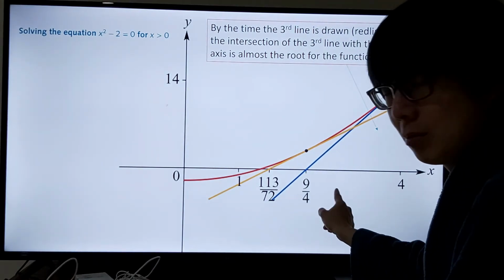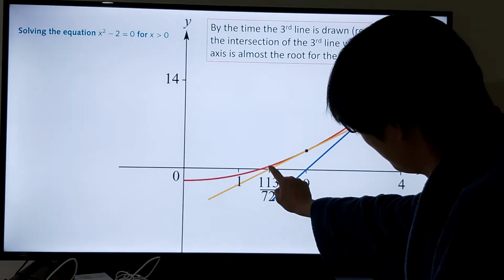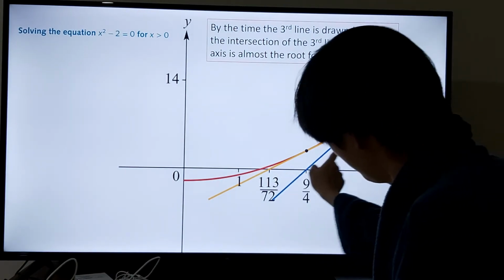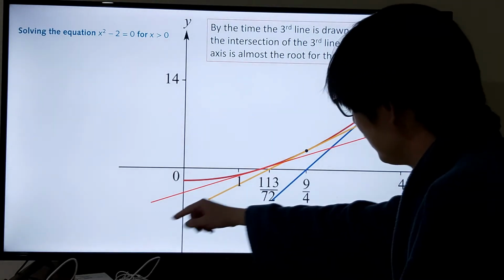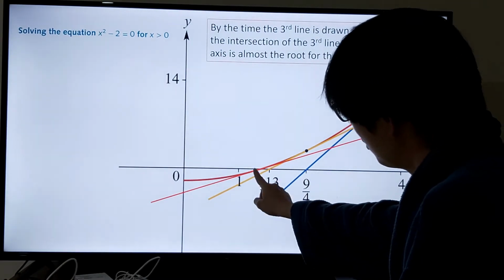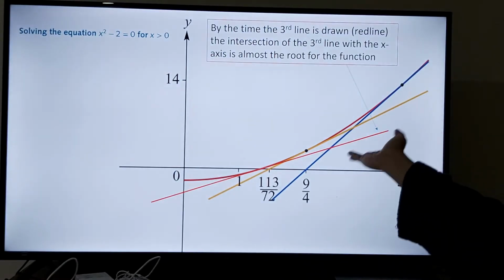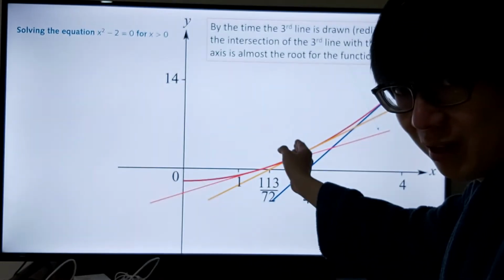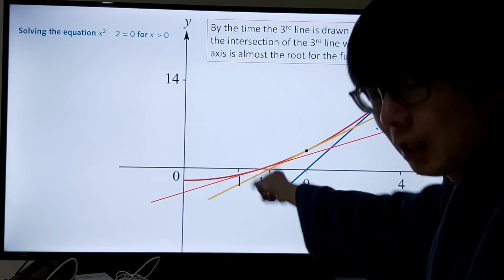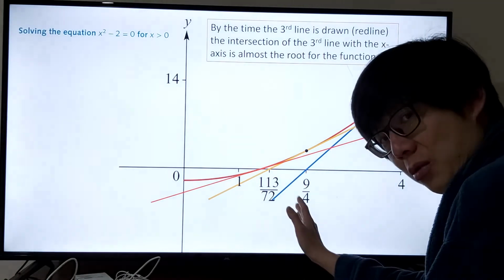So how many steps have I done? First step, second step. Then I'll use this point to draw another tangent, and this tangent will cut the x-axis again. As you can see, the more tangents I draw, eventually it will cut almost at the root. Theoretically it will never reach it, but it will be very, very close.